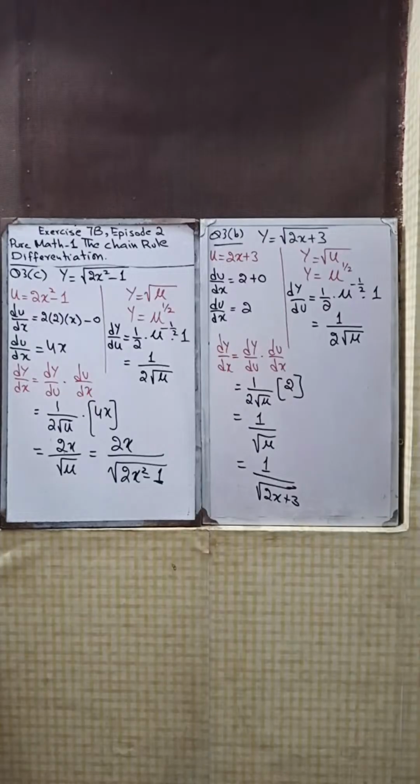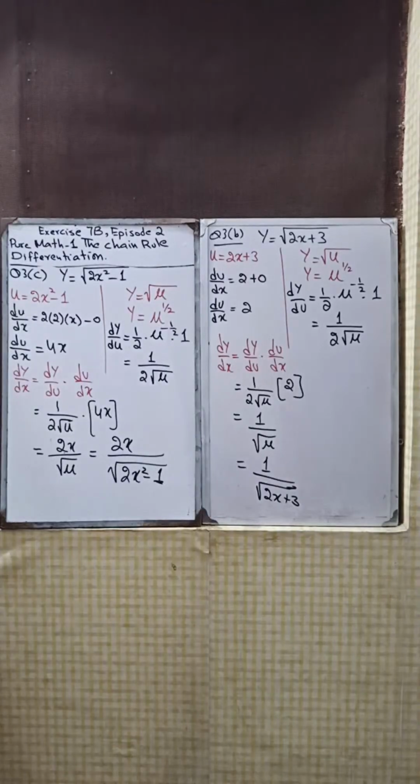I hope this is visible and it's clear to you. And let's do the next one. This was question number 3, and it's a C part. We have used the chain rule to differentiate. And now we will go to the next question.